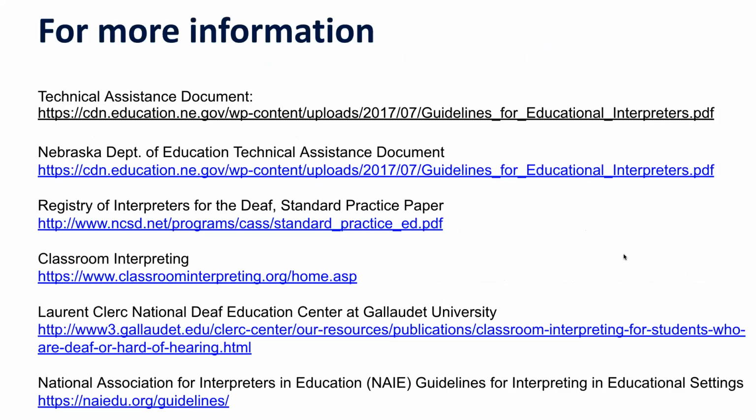And then this is linked in your presentation, access to that guidance doc. Look, it's on there twice. It must be really important. So that top one, those 2 are the same. We'll get that fixed. There's the RID information, classroom interpreting handouts, and then the NAIE, the National Association of Interpreters in Education, their guidance doc on ethics and procedures.